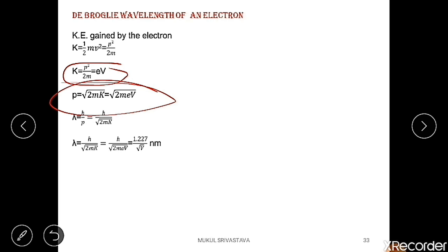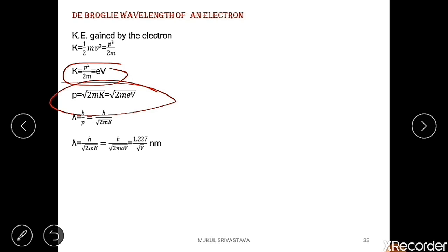You will get under root 2mEV. Now the value of p becomes p equals under root 2mEV. Now put this value of p in the de Broglie wavelength equation: lambda equals h upon p. You will get lambda equals h upon under root 2mK, and that is further equals h upon under root 2mEV.